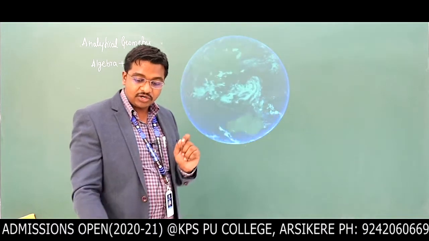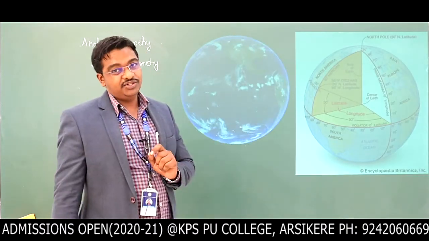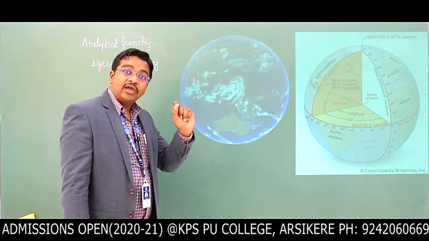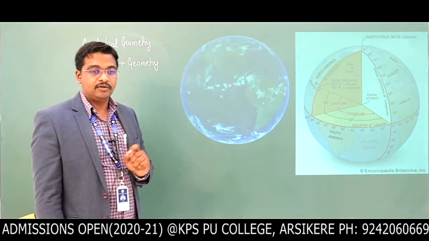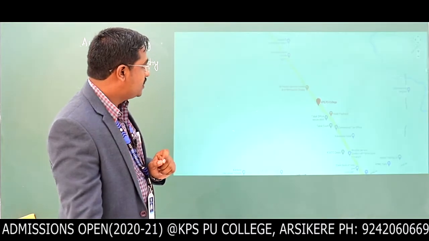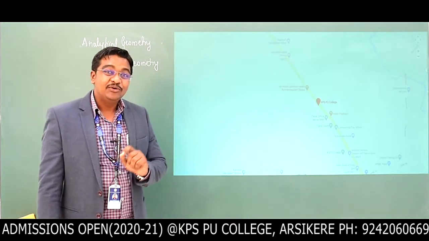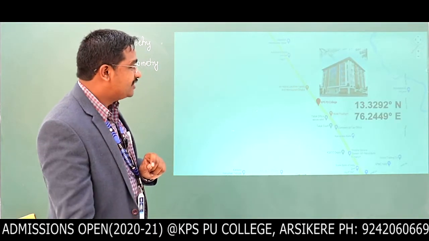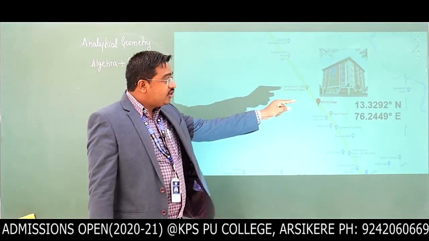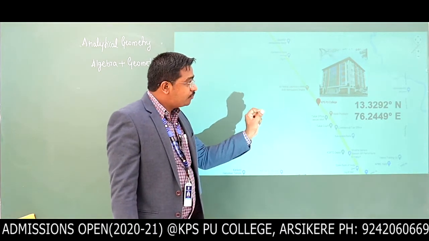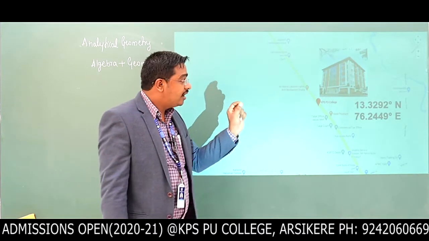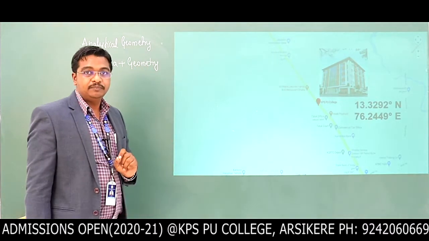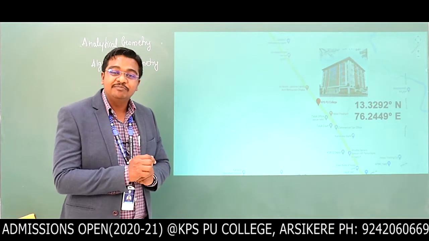That system includes latitudes and longitudes. So using the latitudes and longitudes we are finding the location of places. Similarly, if you want to find KPS PU college, where is it located? It is located at 13.3292 degree north and 76.2449 east. So this is the location of KPS PU college.